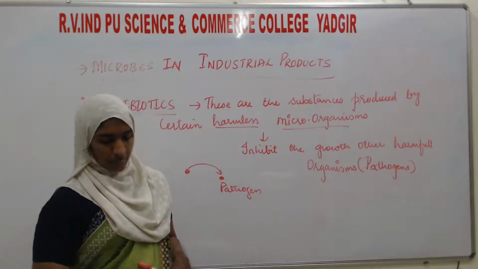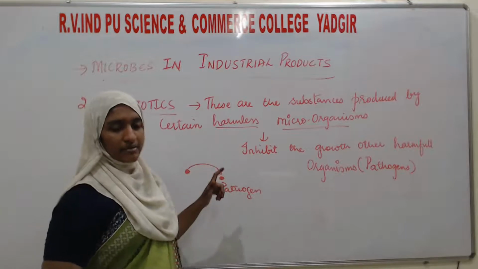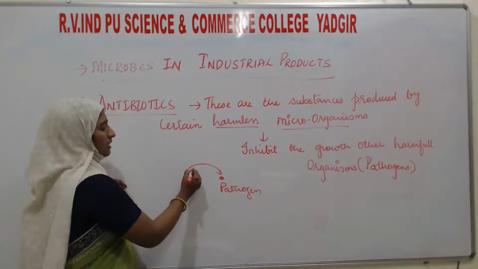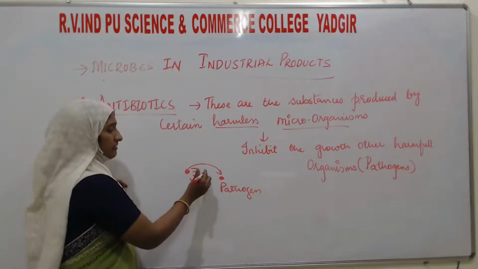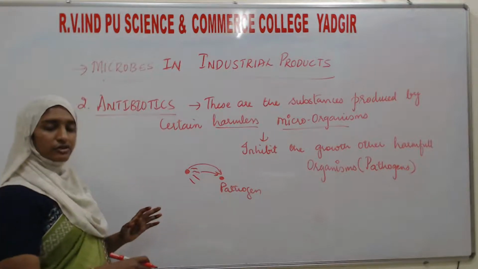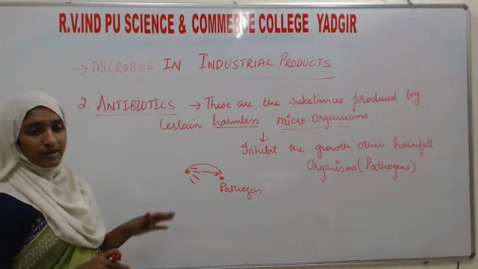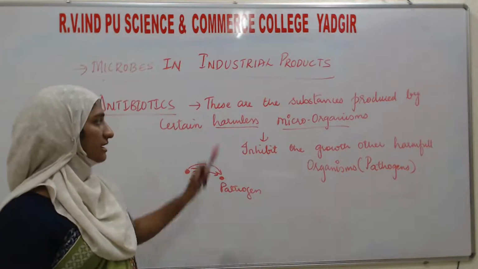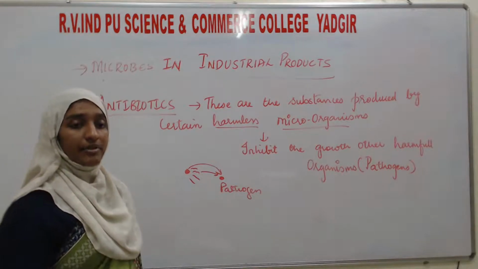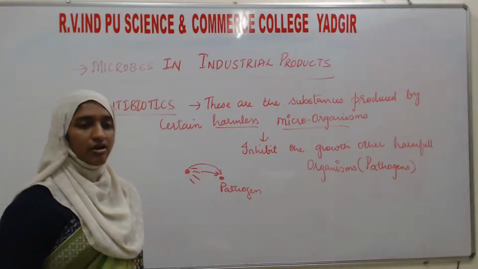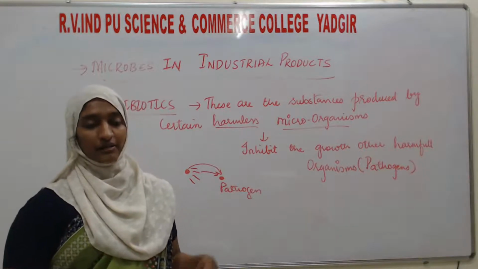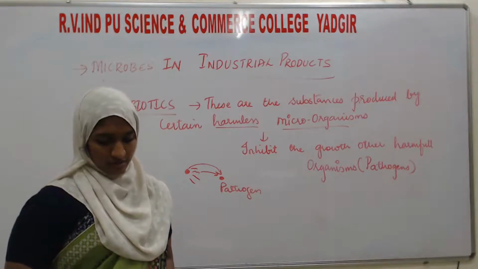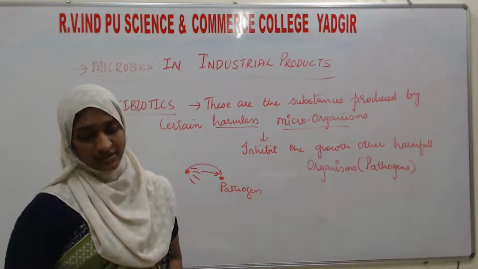So this is the meaning of antibiotics. These are the substances produced by harmless microorganisms. They will secrete some substances. The substances will either kill that pathogen or inhibit the growth of that particular pathogen. Okay, so that is the meaning of antibiotic. These are the substances produced by certain harmless microorganisms which will inhibit or kill other pathogens or harmful microorganisms. So here, who first discovered this antibiotic?